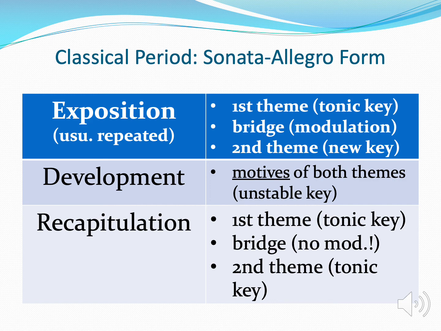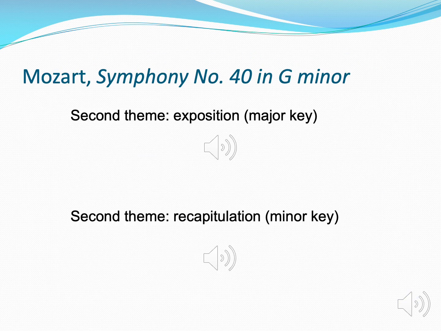One of the pieces you're going to listen to is a late symphony by Wolfgang Amadeus Mozart. It's in a minor key. So the first theme in the exposition is in a minor key. Then the bridge section takes us to a major key. When that material comes back in the recapitulation, all of the music that you've heard before is now presented in a minor key. So there's that transformational element.